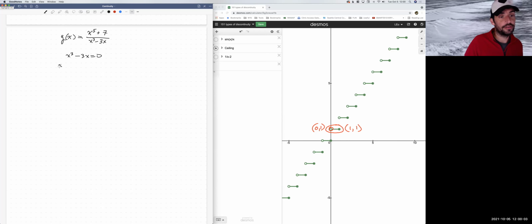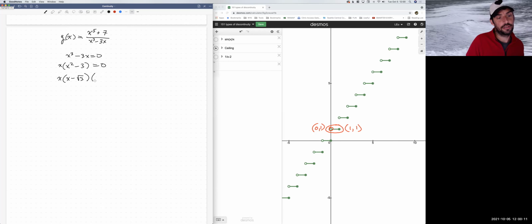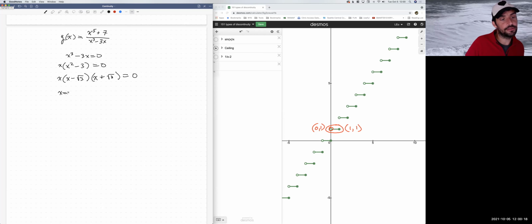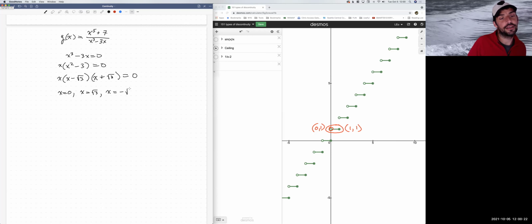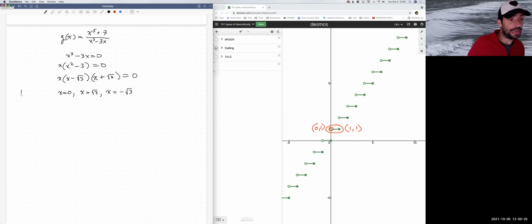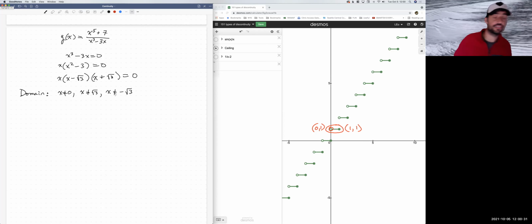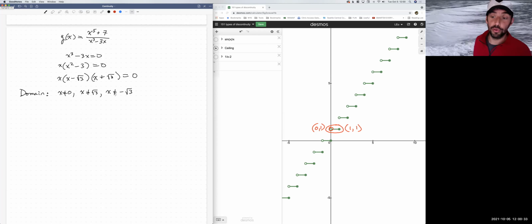Well, we can factor out an x, we get x times (x squared minus 3). We can use difference of squares, and this equals 0. So this is equal to 0 if x is equal to 0, x is equal to root 3, or x is equal to negative root 3. So the domain is simply where these are not true, right, at all other points.